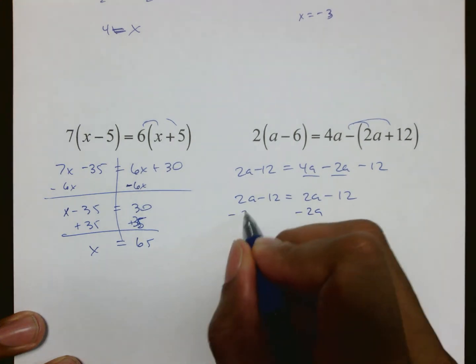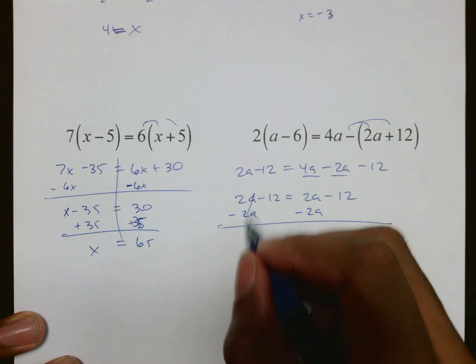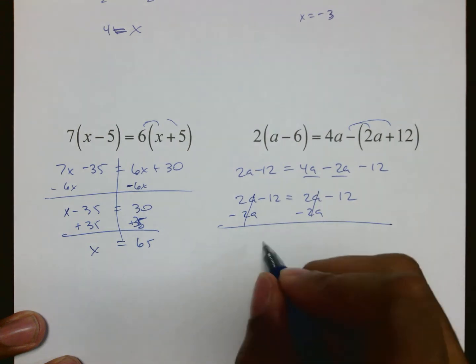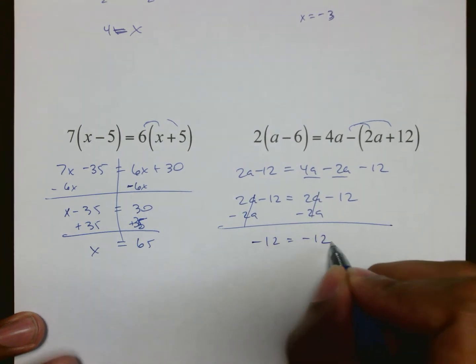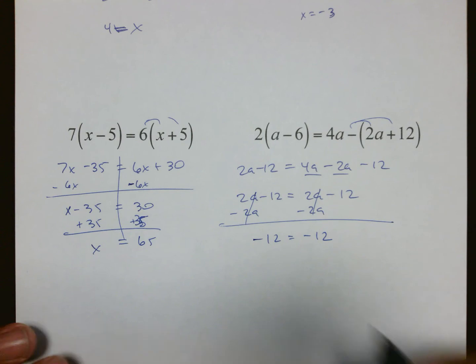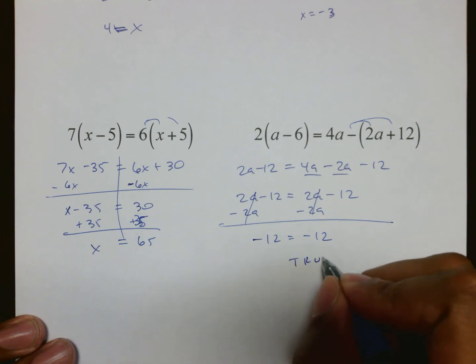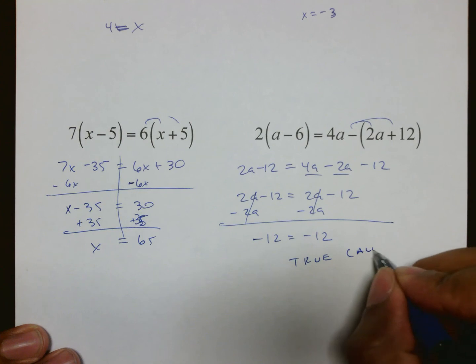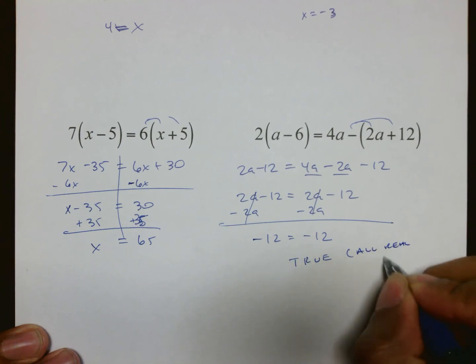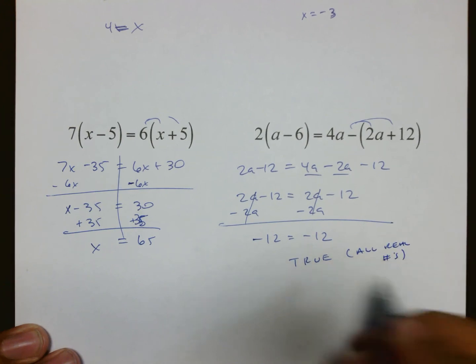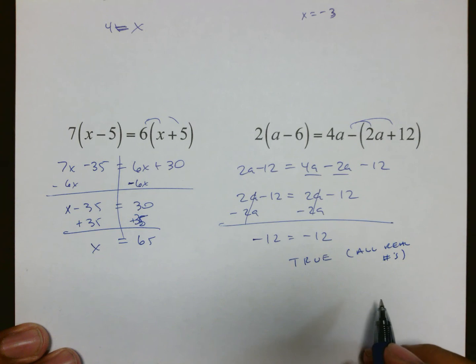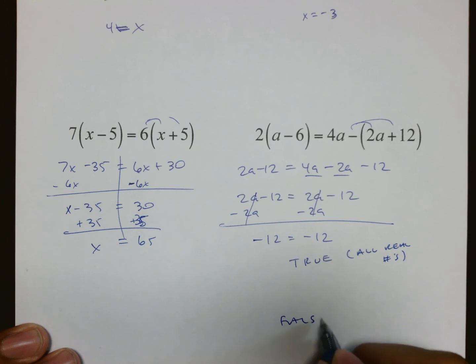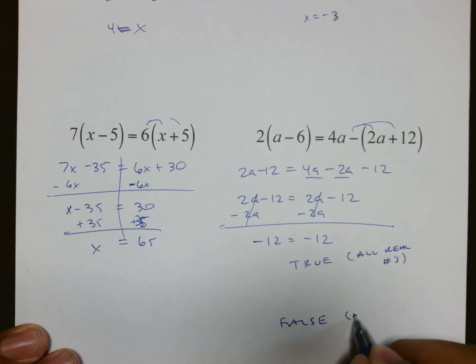Notice how these two a's need to move, and they're both the same. So what happens is, because they're opposites, what comes down is negative 12 equals negative 12. And anytime all of your variables go away, there's two options. If your answer is true, it is all real numbers, which is what this is. If it was false, and you might want to write this down, it's just no solution.